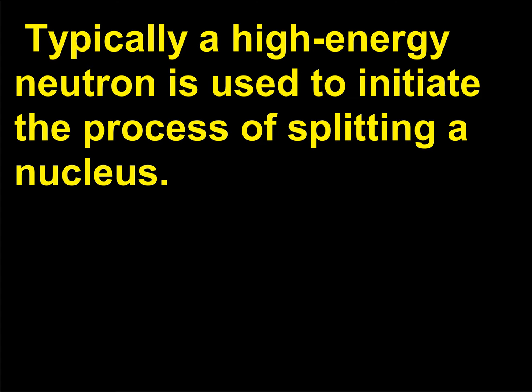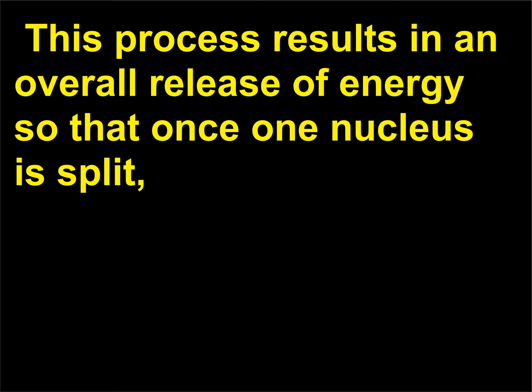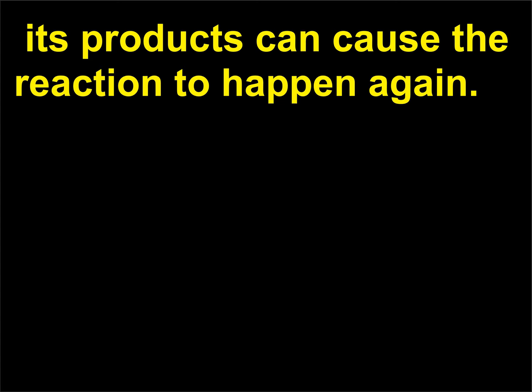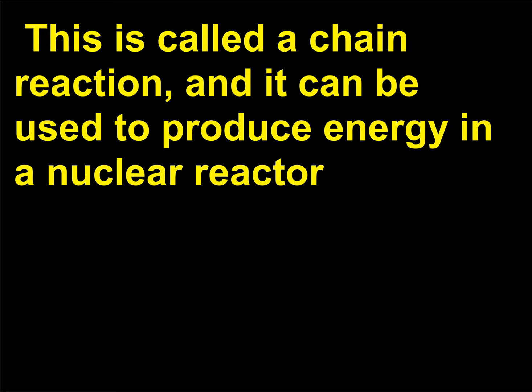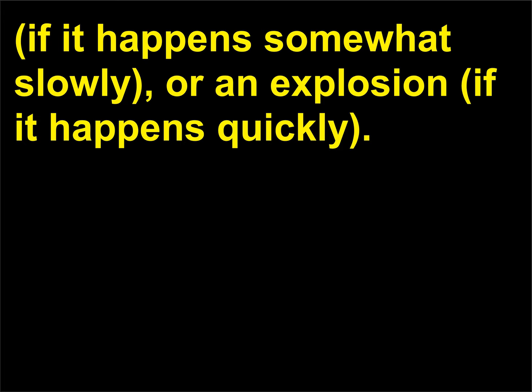This process results in an overall release of energy so that once one nucleus is split, its products can cause the reaction to happen again. This is called a chain reaction, and it can be used to produce energy in a nuclear reactor, if it happens somewhat slowly, or an explosion, if it happens quickly.